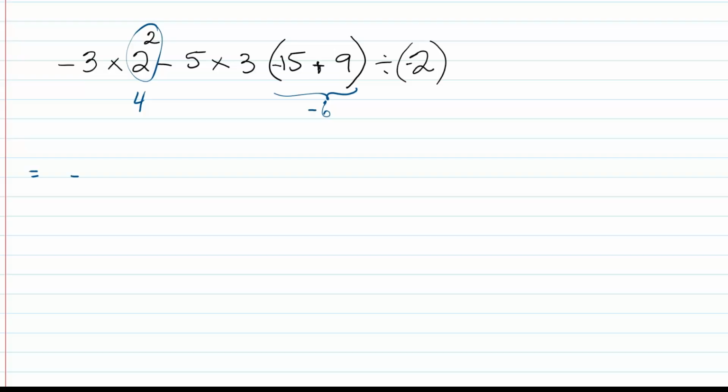So let's do that. Negative 3 times 4 minus 5 times 3. And then we have negative 6, then divided by -2. Very good.